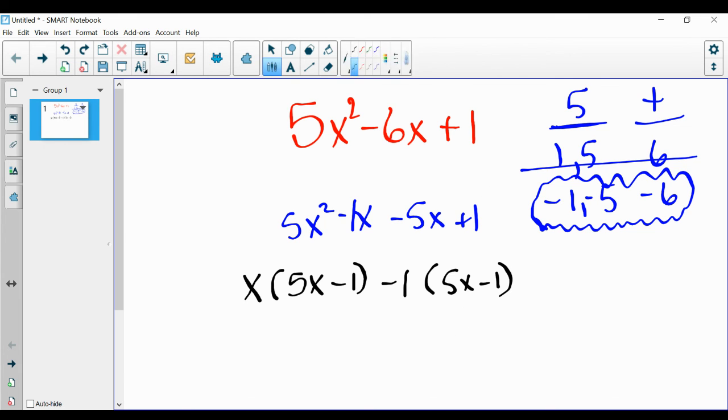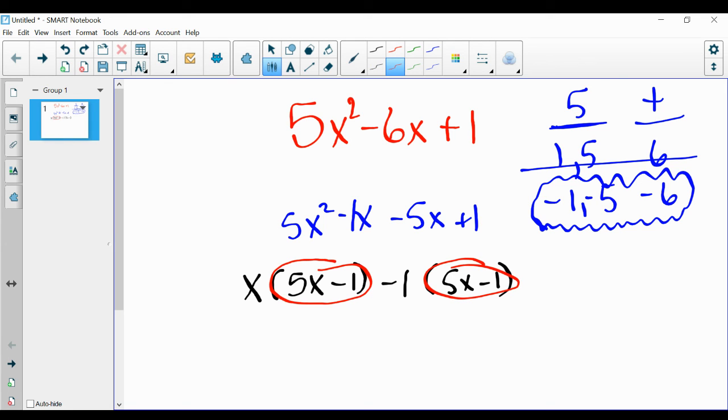And here you see I have the factors x times 5x minus 1 minus 1 times 5x minus 1. But you'll notice that both of these are 5x minus 1. So that's actually one of my factors. And you'll notice that the outside I'm left with an x minus 1. So that's my second factor.